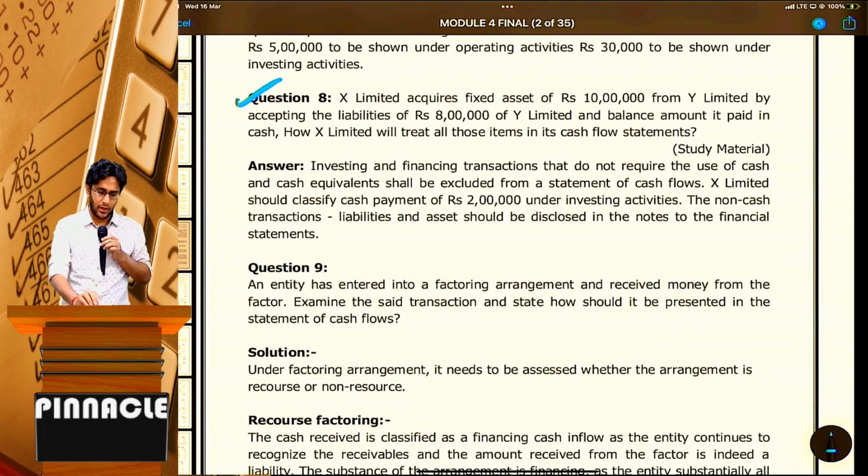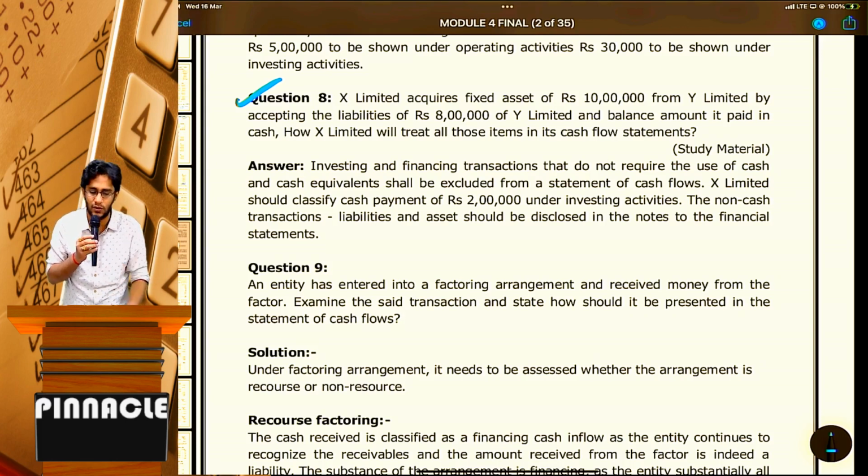Read this one. X Limited acquired a fixed asset of rupees 10 lakhs from Y Limited, purchase of fixed asset by accepting liabilities of rupees 8 lakhs of Y Limited, and the balance amount it paid in cash. Carefully understand, sir. It's like I bought an asset from you worth 10 lakhs. Ideally, how much do I have to pay you? 10 lakhs, no? What I did is, you owe money to somebody. I took over that liability. It is as good as paying consideration to you only, no? So our liability worth is how much? 8 lakhs. But the remaining 2 lakhs, I paid in cash.